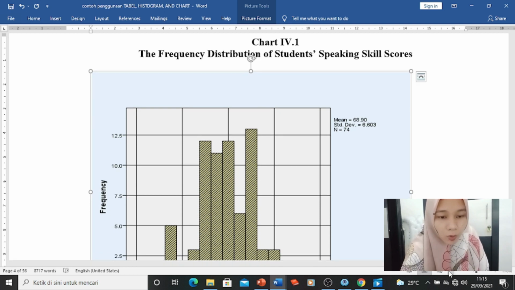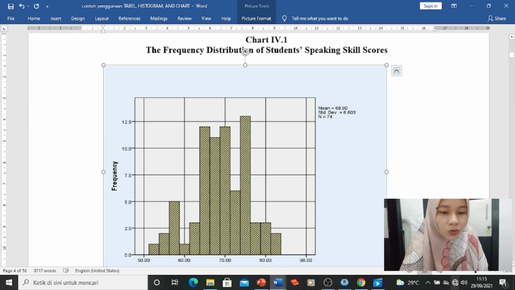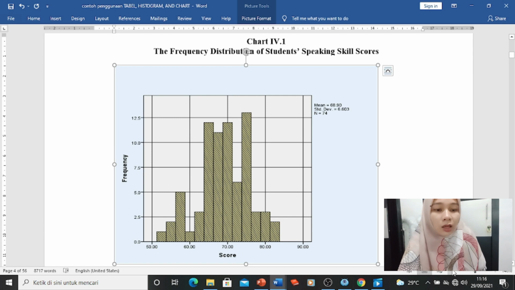The information from this chart, Chart 4.1, the frequency distribution of student speaking skill scores. Okay, jadi ini adalah data frekuensi distribusi dari nilai speaking score siswa. So you may see over here, it is very easy to read. I mean, not very easy actually, but this is easier than the previous information in the table. If we compare the table before with this kind of chart, I think this chart is easier, right?